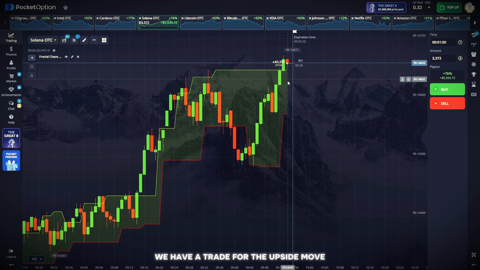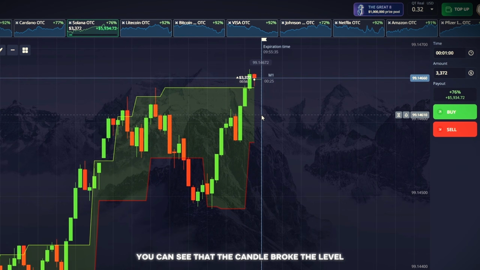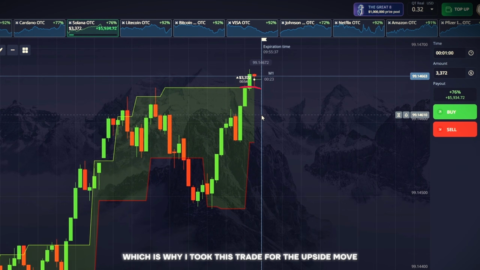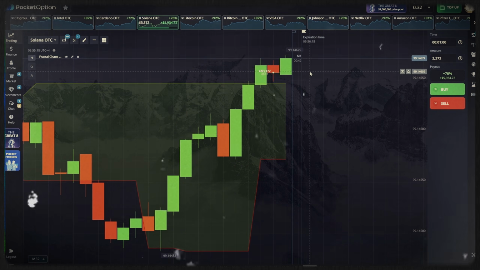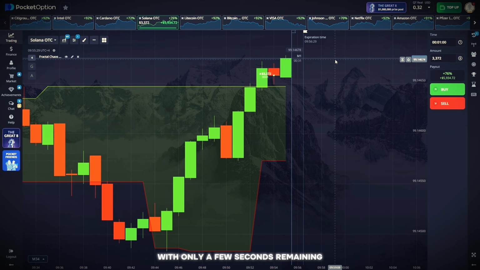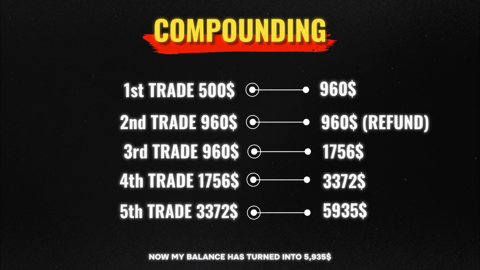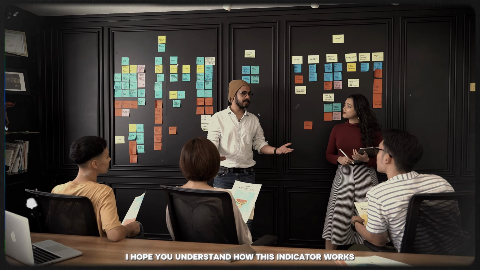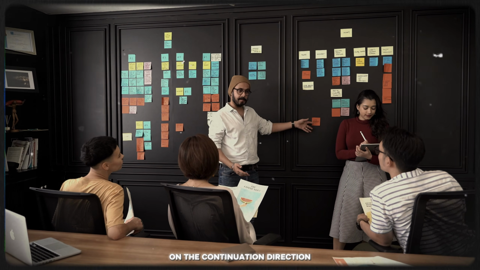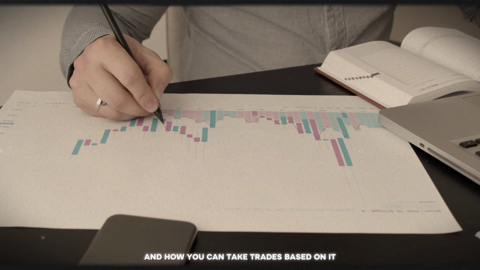We have a trade for the upside move. You can see that the candle broke the level, which is why I took this trade for the upside move. With only a few seconds remaining, I won my trade. Now my balance has turned into $5,935. I will stop here. I hope you understand how this indicator works on the continuation direction and how you can take trades based on it.